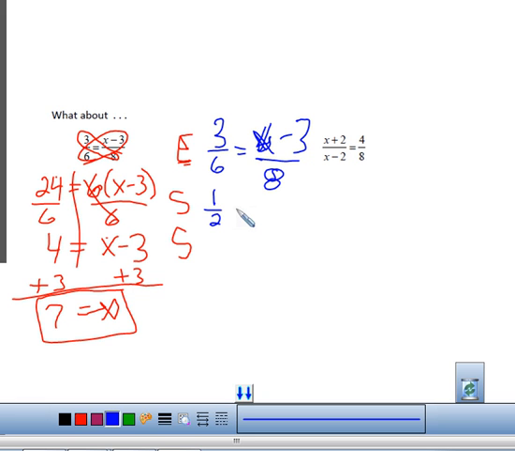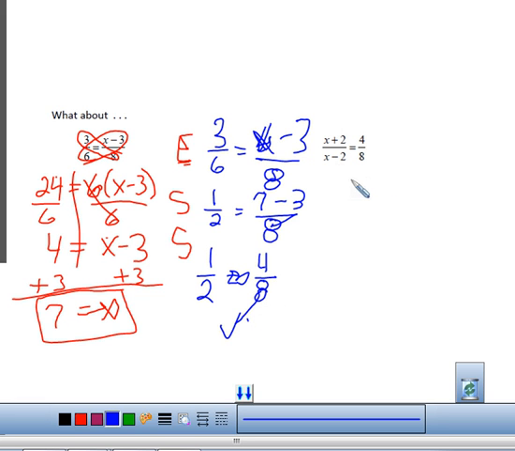I'm going to simplify that now. Equals 7 minus 3 over 8. So 1/2 equals, if you can tell I'm getting annoyed, I am, 4 over 8, and 4 over 8 obviously checks to be 1/2.